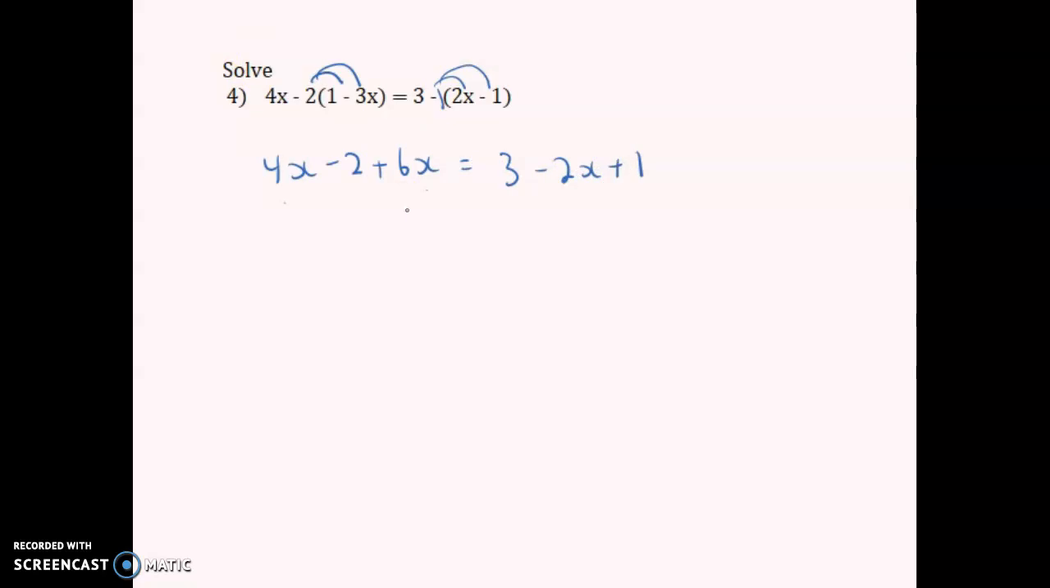So from this point now, I need to group my x's. So I already have 4x and 6x on the side. Now I need to take my minus 2x from here, bring it over here, and take this minus 2 and send it over here.